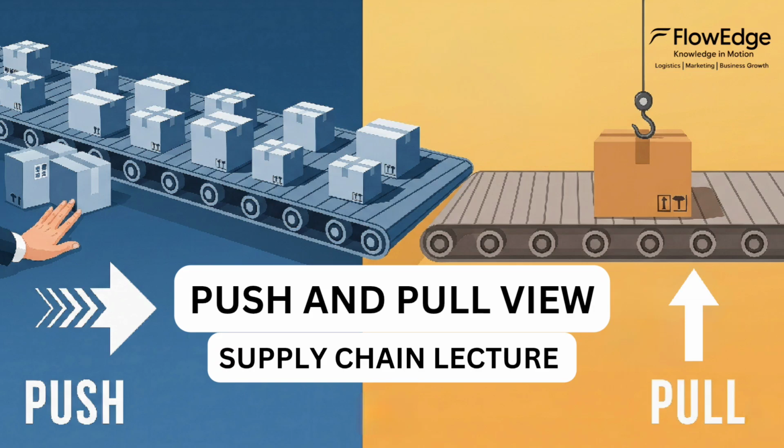To begin, it's important to understand that every supply chain aims to balance two key goals: cost efficiency and customer responsiveness. To explain how supply chains achieve this balance, we look at two fundamental perspectives: the push view and the pull view. These views describe how decisions are made regarding production, inventory, and distribution.